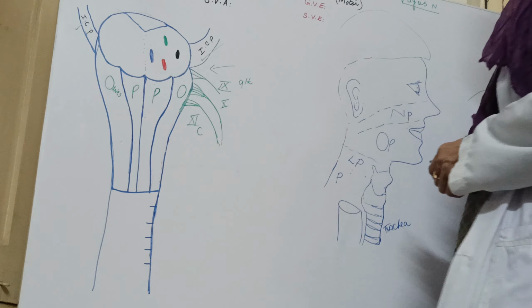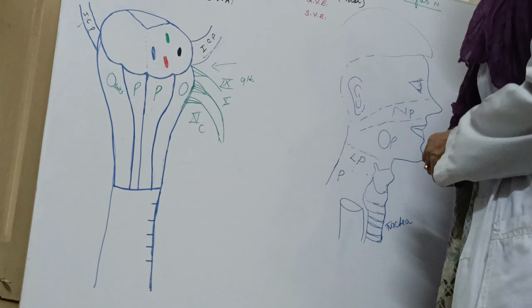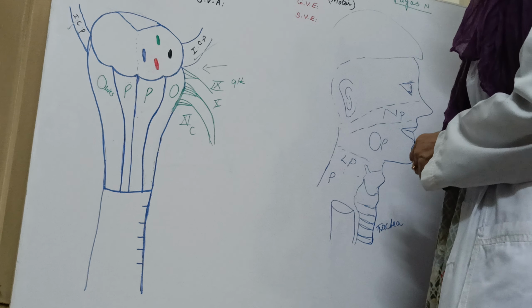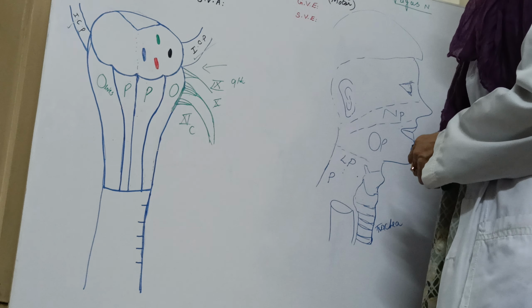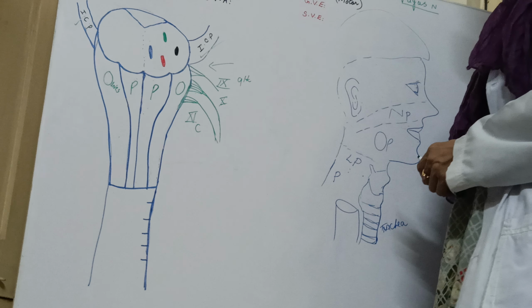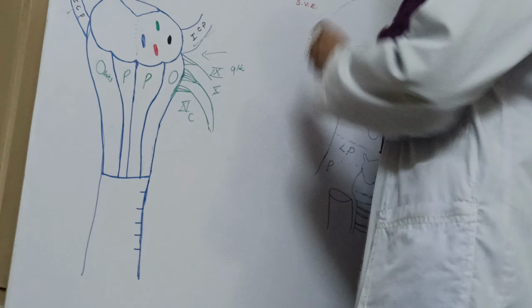Okay, today we are going to learn about the longest cranial nerve, the vagus nerve, which is also called the wandering nerve because it travels the farthest down the body, up to your abdomen. So let's see first from where it gets its origin.